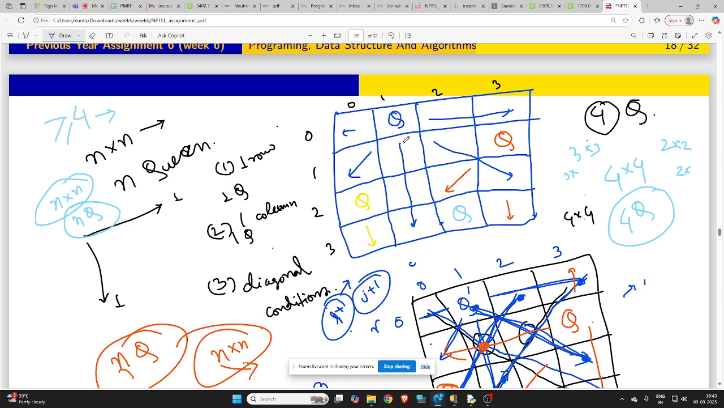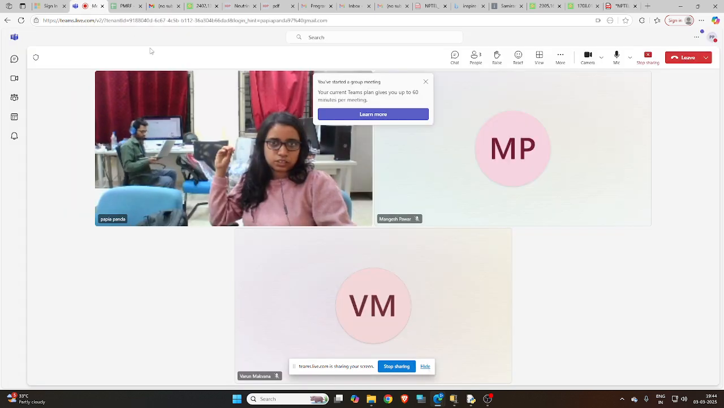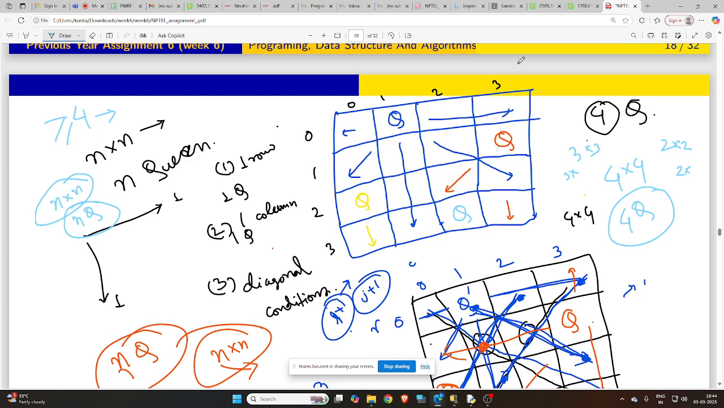You have to find how many blocks are occupied by one queen, and we will go cell wise to find which one is the empty cell, and there we will put another queen. So this is the question and this is the answer for this case. This is the procedure as well.